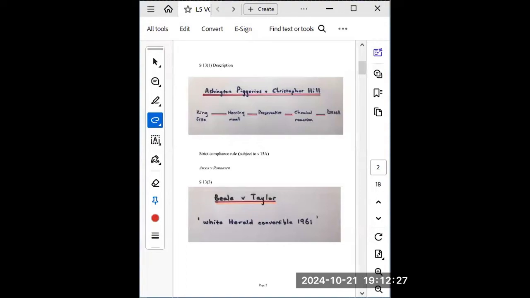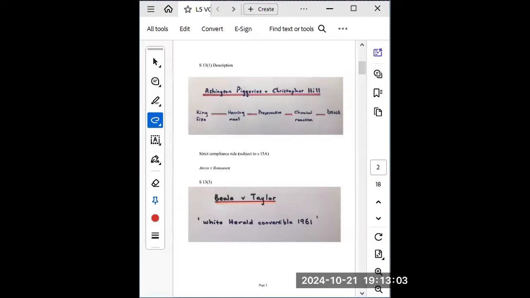We then looked at Ashington Piggeries against Christopher Hill, the case about mink food causing liver disease. The House of Lords said there was no breach of Section 13. The herring meal was still herring meal. Diplock said, yes, the herring meal was contaminated, but no poisonous substance was added to it to make the description herring meal incorrect. The defect in the herring meal was a matter of quality, not description.